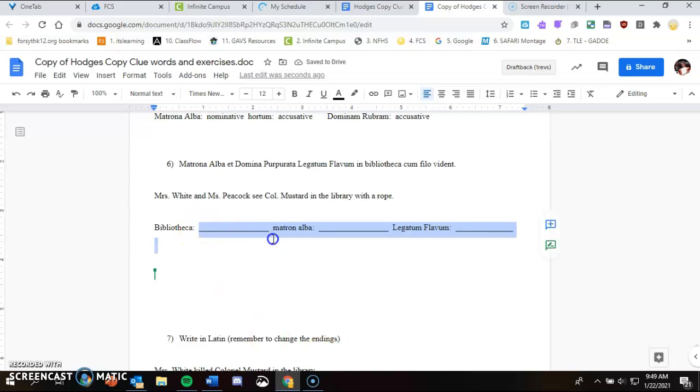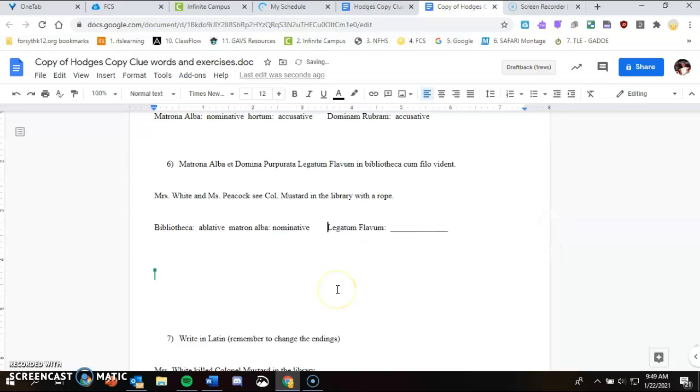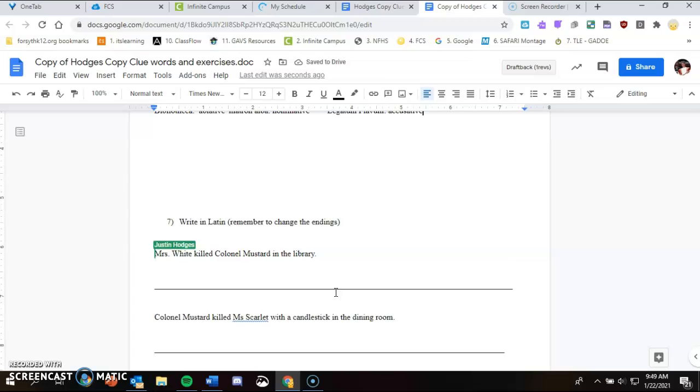What case is bibliotheca going to be? Ablative. Very good, because it comes after in. Once again, my apologies for not including the long mark. What about Matrona alba? She is nominative. Very good. And then legatum flavum? Accusative. Good job. All right.